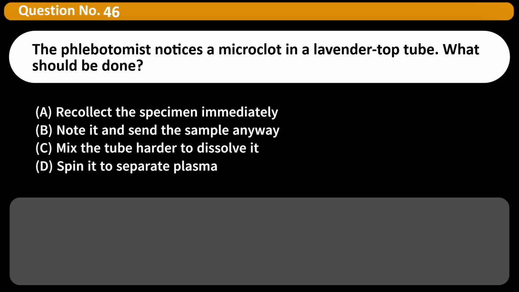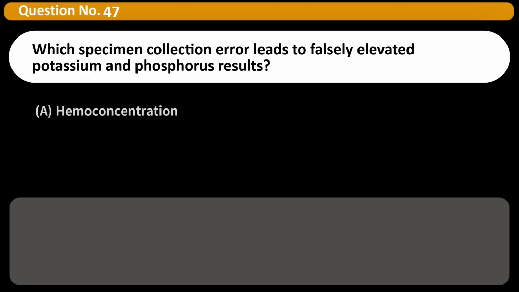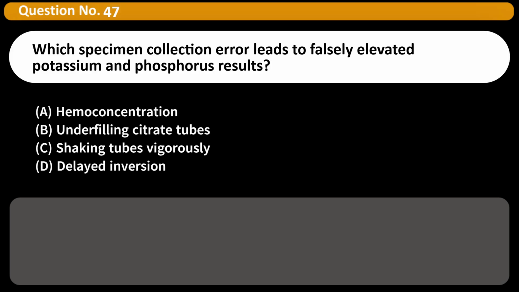What should be done? A. Recollect the specimen immediately. B. Note it and send the sample anyway. C. Mix the tube harder to dissolve it. D. Spin it to separate plasma. Answer A. Microclots interfere with hematology results and cannot be corrected by mixing or centrifuging. Recollection is mandatory. Which specimen collection error leads to falsely elevated potassium and phosphorus results?